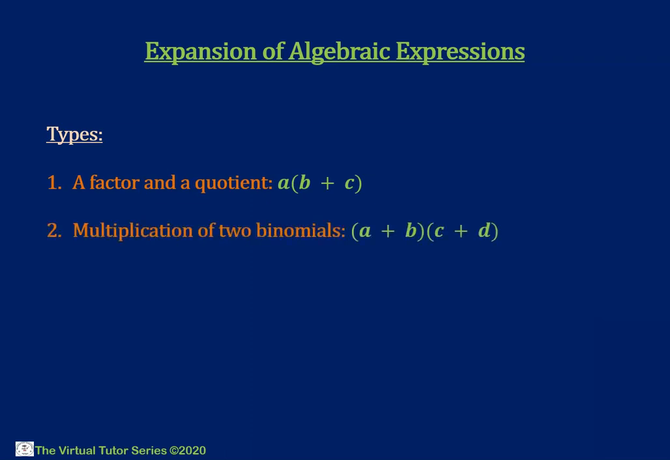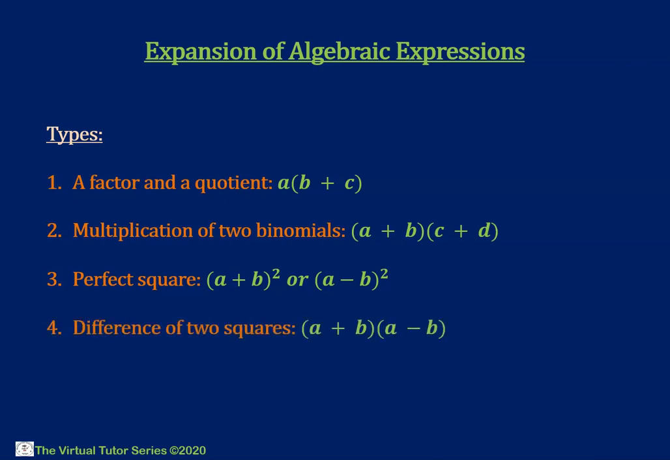We will learn how to expand the following types of algebraic expressions. Number one is an expression that contains a factor and a quotient. Number two is an expression consisting of the multiplication of two binomials. Three, we will also look at the expansion of a perfect square. And four, we will look at the expansion of the difference of two squares.